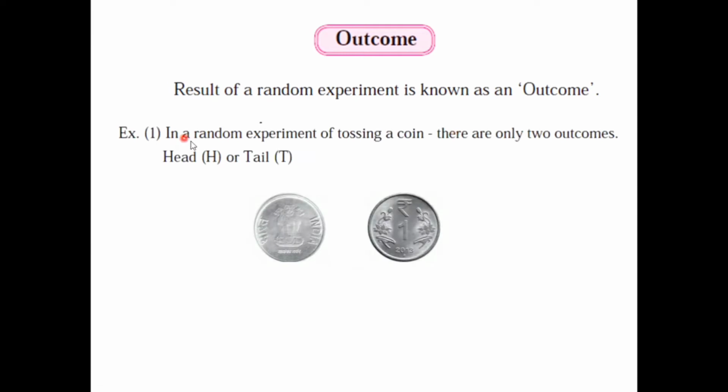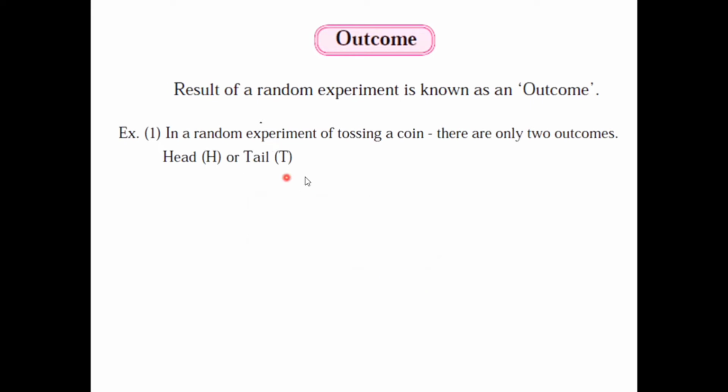The next concept is outcome. Let's have the definition of outcome. The result of a random experiment is known as an outcome. We have just studied what a random experiment is. The result that we get in such a random experiment is known as an outcome. For example, in the random experiment of tossing a coin, there are only two outcomes, either head or tail. That means for this random experiment, we can either get head or tail. So these are the two outcomes.